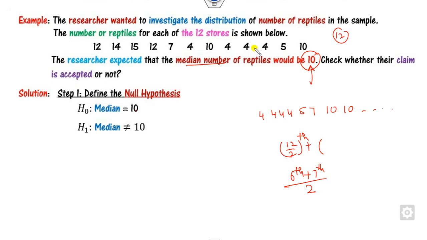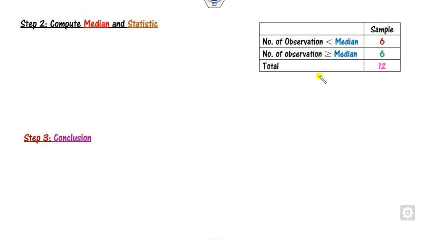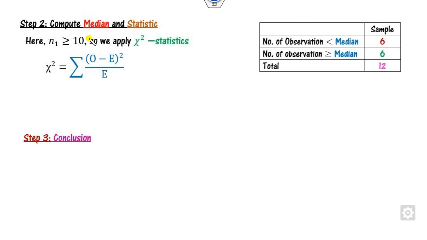How many observations are greater than this median 10? 1, 2, 3, 4, 5, 6. So you can see the number of observations which are greater than or equal to 10 is 6 here, out of the total in this list. Now since N1 is greater than 10, we have to apply the chi-square test.